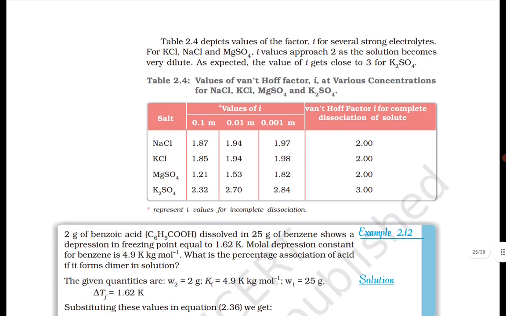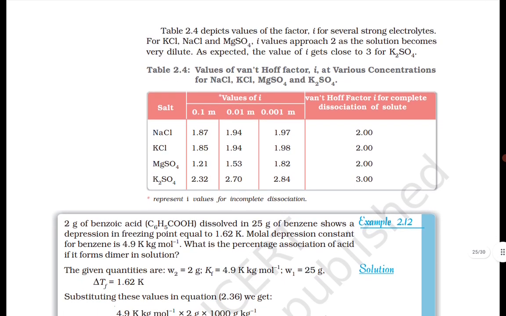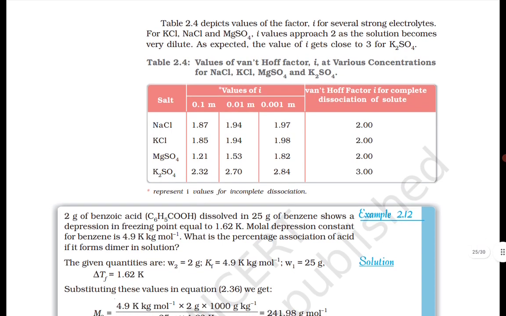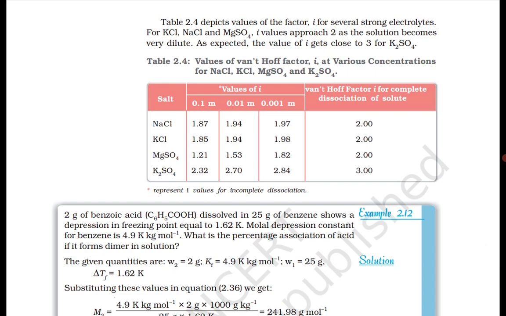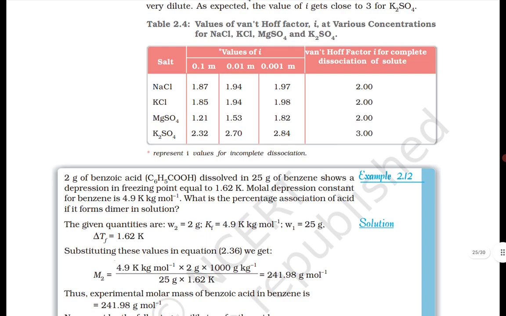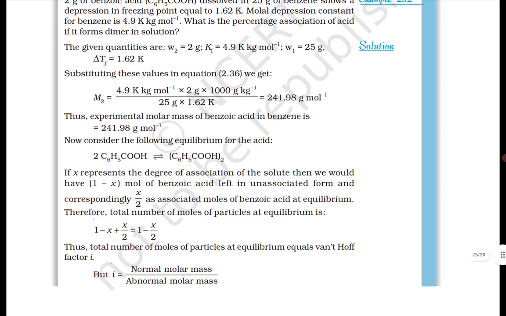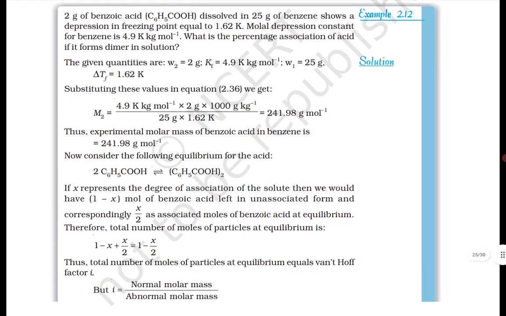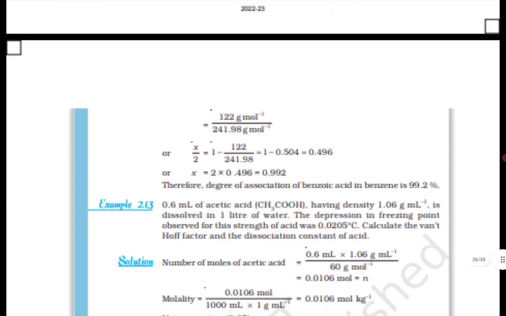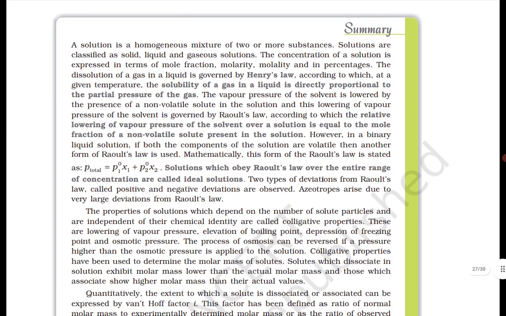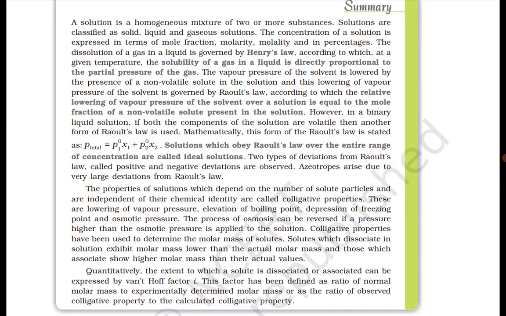Table 2.4 depicts the value of the factor i for several strong electrolytes, KCl, NaCl and MgSO4. The i values approach 2 as the solution becomes very dilute. As expected, the value of i gets close to 3 for K2SO4. Examples 2.12 and 2.13 are given in your textbook. Please read them.